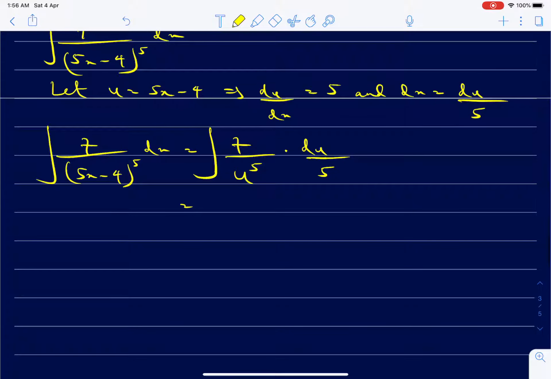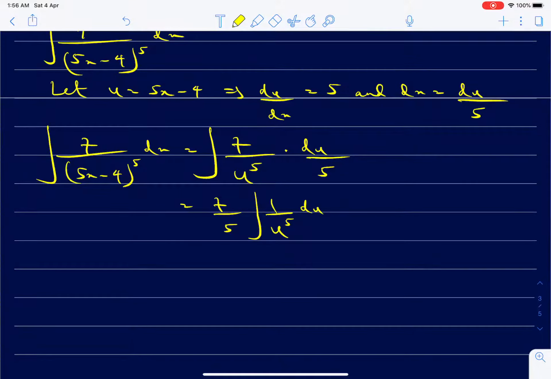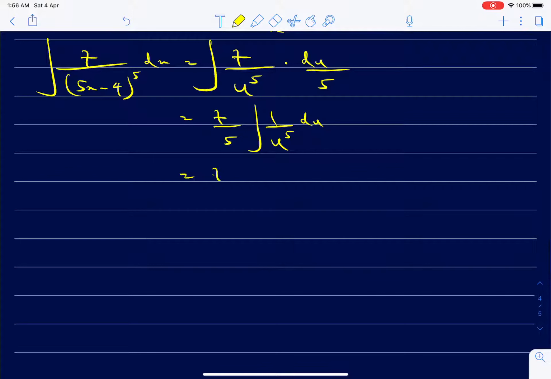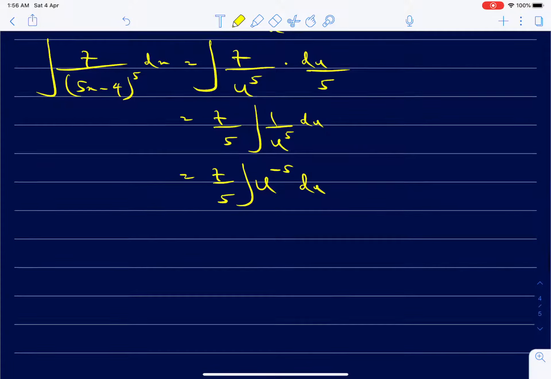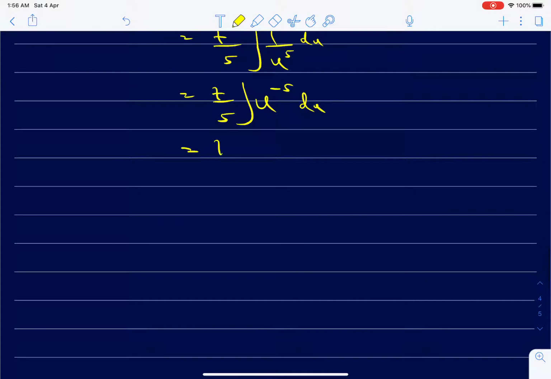And that is the same as 7 over 5 multiplied by the integral of 1 over u raised to the power 5 with respect to u. And that means 7 over 5 multiplied by the integral of u raised to the power minus 5 with respect to u, which means 7 over 5 times u raised to the power minus 4 divided by minus 4 plus c.